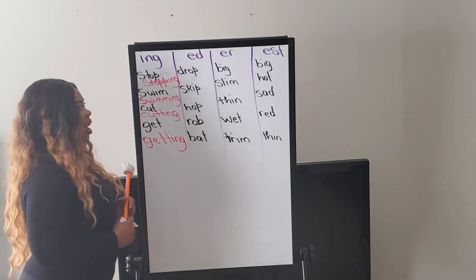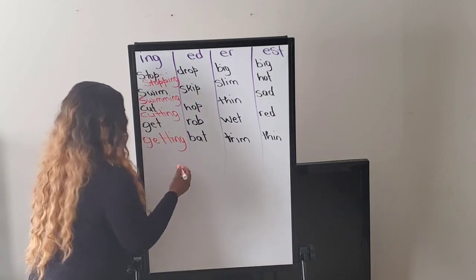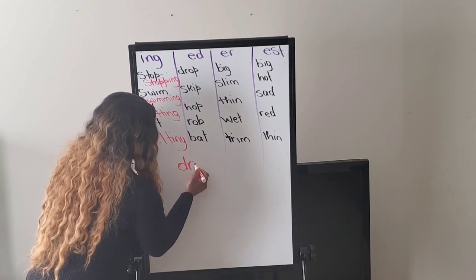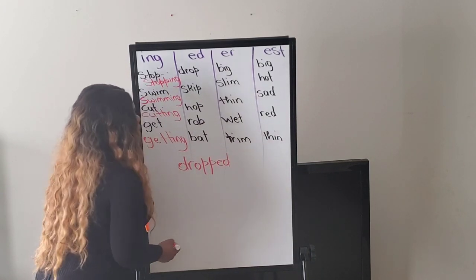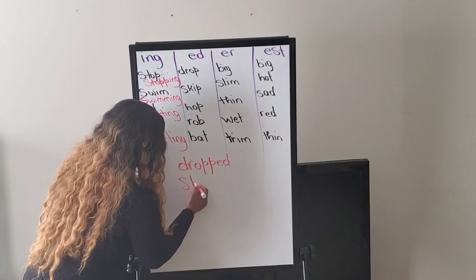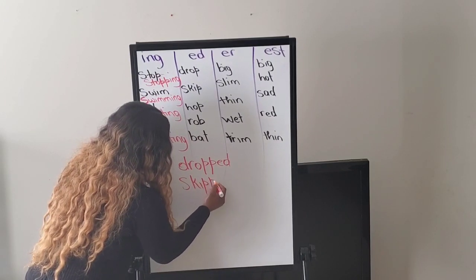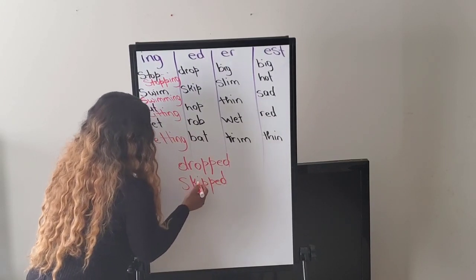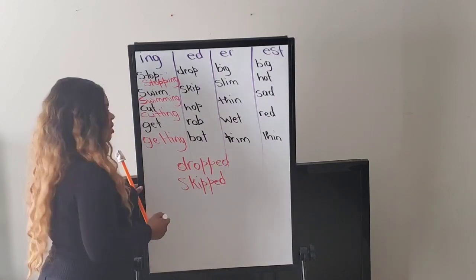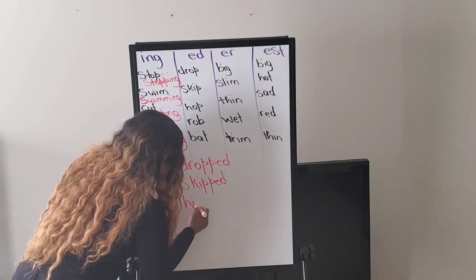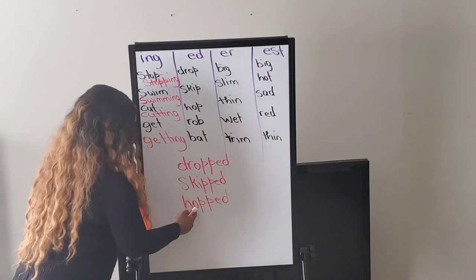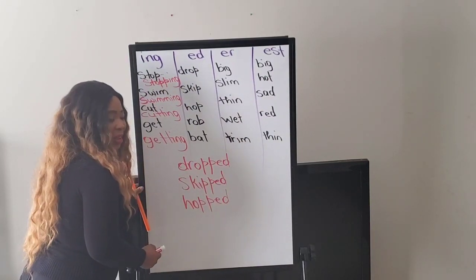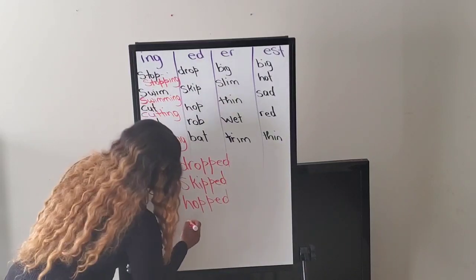All right, so look at these. Drop. Naturally, we're going to have dropped, so we'll double the P. Skip, skipped, it's the same rule that applies. And we have hop, so it's hopped. See, short vowel sound before the consonant. You realize?